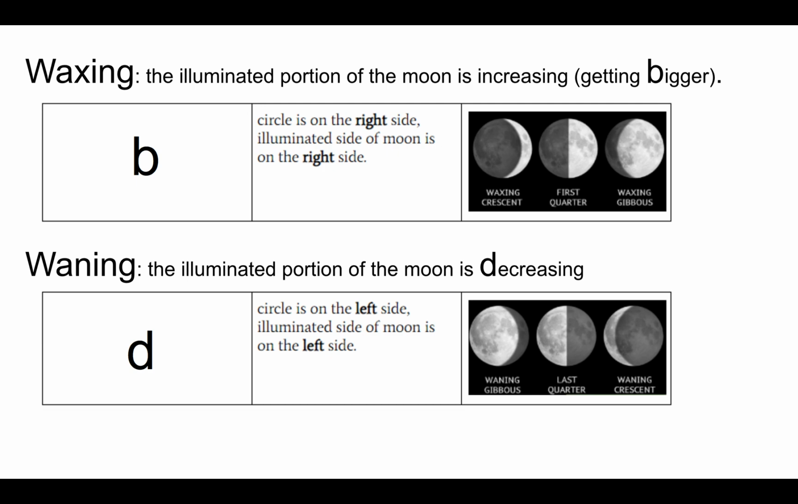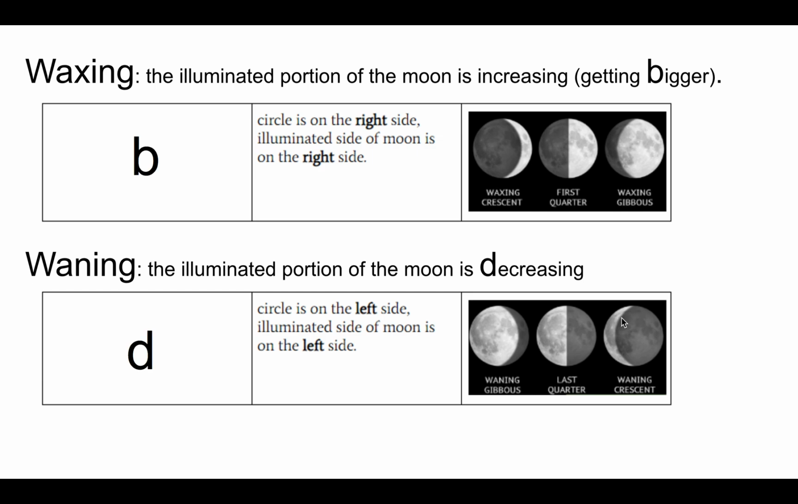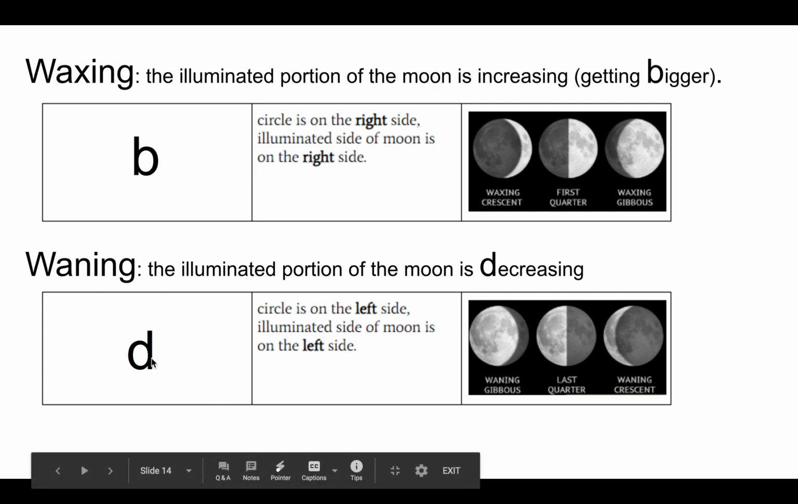Waning is when the illuminated portion of the moon is decreasing. So if we look at over time, when it's a waning gibbous, then it goes to the last quarter, then a waning crescent, this lit up side is getting smaller over time. And again, gibbous is this shape. Remember, gibbous was this shape, it's just the opposite side. And crescent is that sliver. And as you can see, the illuminated side is now on the left side of the moon. Just like for decreasing in D, the circle is on the left side of the line.